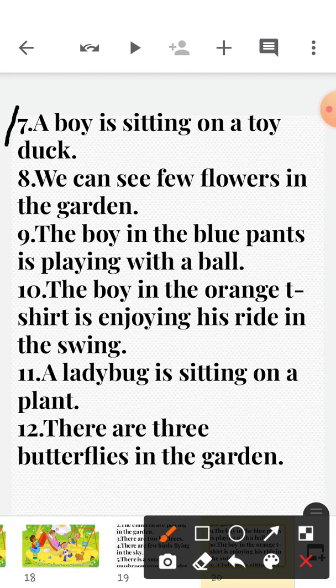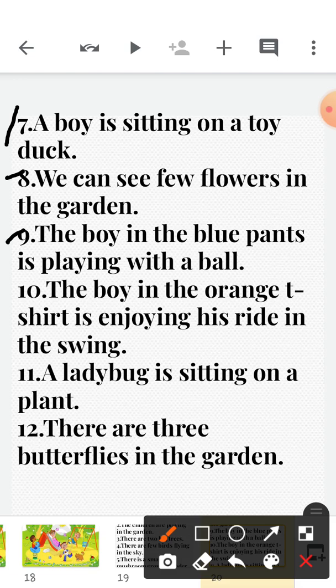Seventh one, a boy is sitting on a toy duck. We can see few flowers in the garden.